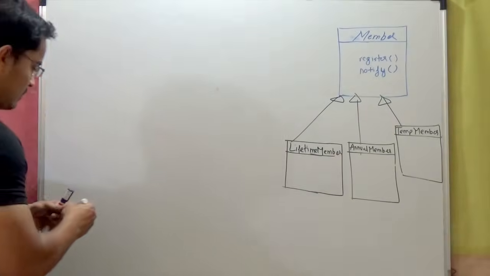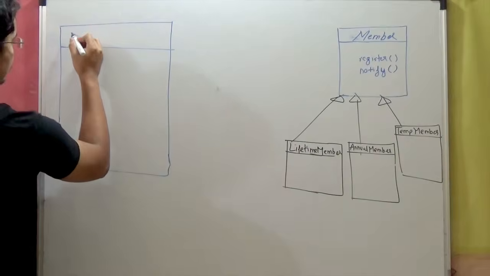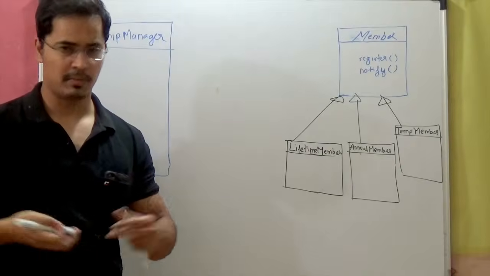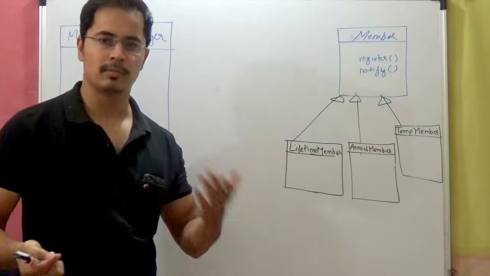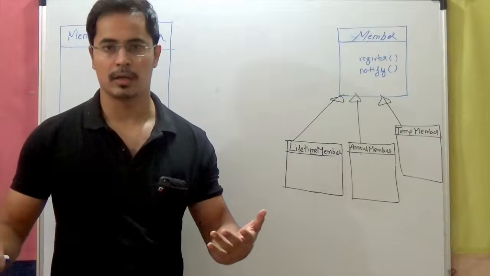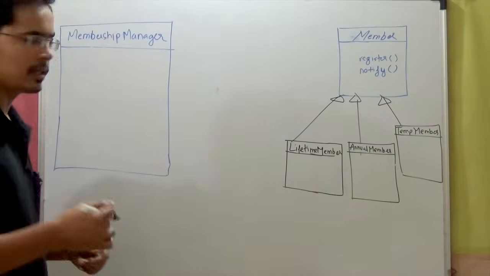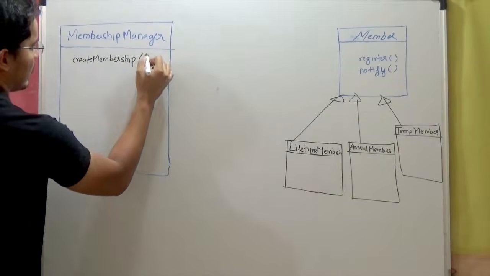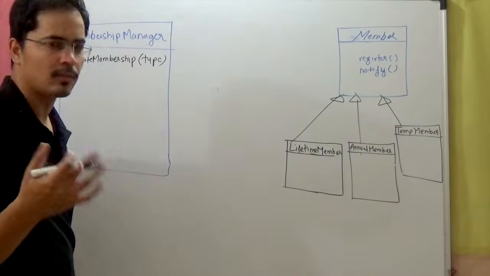We had one more class, which was membership manager. This class was for creating new memberships and changing membership types. If somebody wants to change membership from, let's say, annual member to lifetime member, or temporary to lifetime member, or somebody has to cancel the membership, right? So we had this membership manager. It had one method called create membership, and it will have an argument called type. So based on this type, we wrote some code like this.